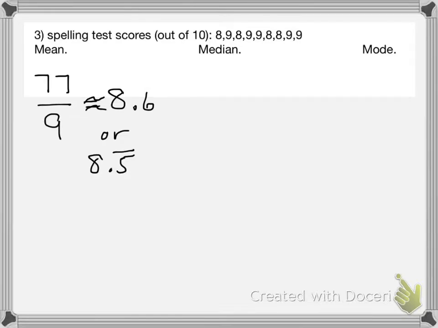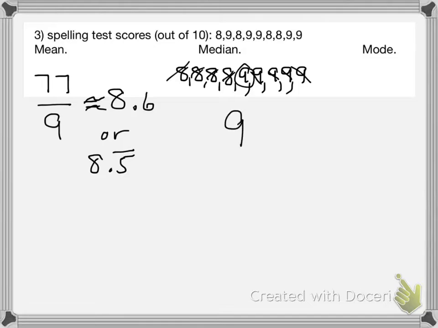All right, and then the median, if we order these from least to greatest, we have 4 8s and 5 9s. Okay, so our middle value, when I cross them out one at a time, left to right, we end up with 9. And 9 occurs 5 times, 8 occurs 4 times, so the mode here is 9. So in this case, I would say that the measure of center that best represents the data here would be the 9, because it is the median and the mode. It's the middle value and it's the one that occurs the most often.